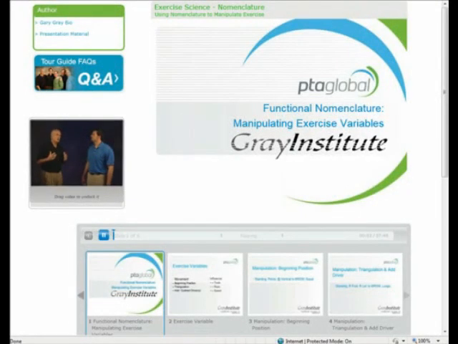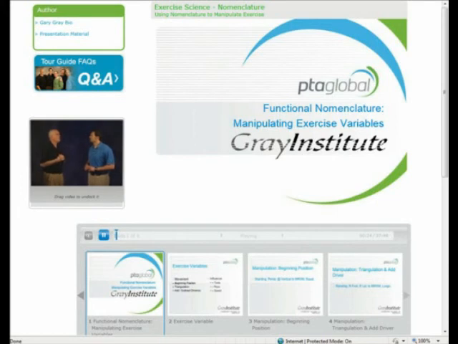Doug, the power of functional nomenclature is that we can take an exercise and we can effectively manipulate it for a purpose. And again, there's multiple purposes. We want our patients and clients to be successful and to gradually be more and more successful, as you said, to allow them to feel the encouragement that success brings.